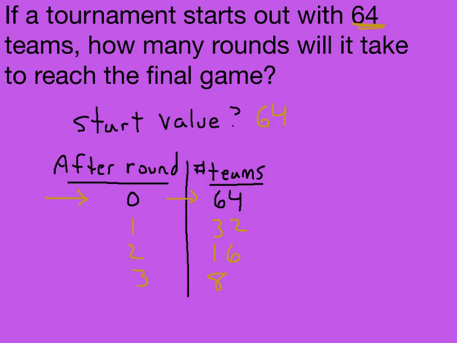Okay, we know our start value, so we can go ahead and write y equals 64. But then we also need to know what is that common ratio? Where's that delta? Well, what's happening over here each time is we're dividing by 2, losing half the teams each time. So 64 times 1/2 raised to that x power would give us the function.